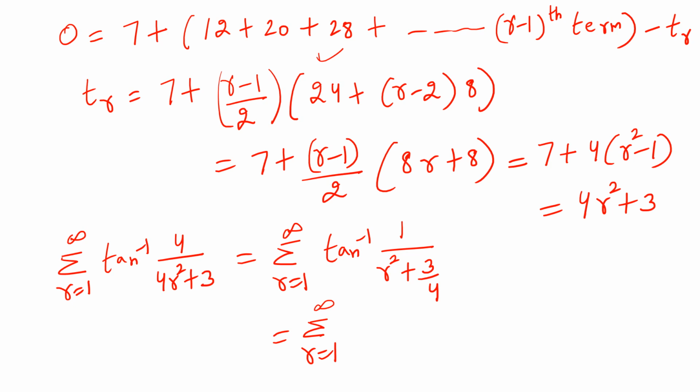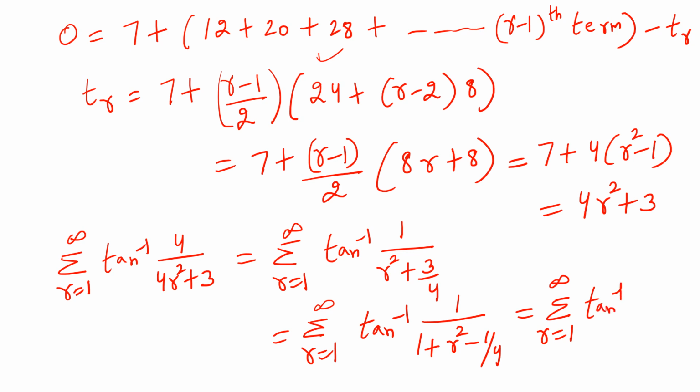But to create this formula, we will have to do some adjustment in the denominator. So what I am doing, this 3 by 4 I am writing as 1 minus 1 upon 4. So now it becomes 1 plus r square minus 1 upon 4. This can further be written as summation r varying from 1 to infinity tan inverse of 1 upon 1 plus r square minus 1 upon 4, which can be factorized as (r minus 1 upon 2) into (r plus 1 upon 2). Right? Now students, we move further and find the sum of this series.